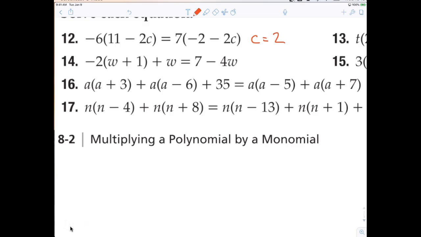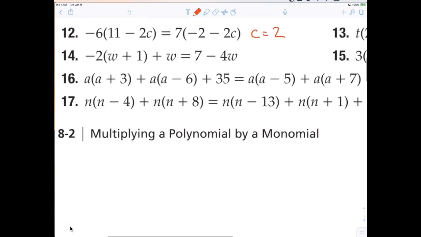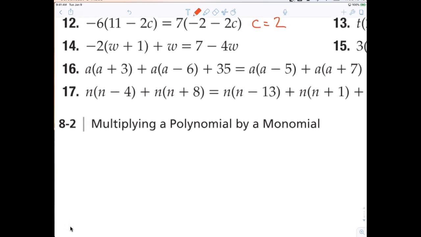Don't be shy. All right, let's try something a little bit harder. Everybody do 14. I want the answer. Someone tell me W equals. Come on, chop, chop.